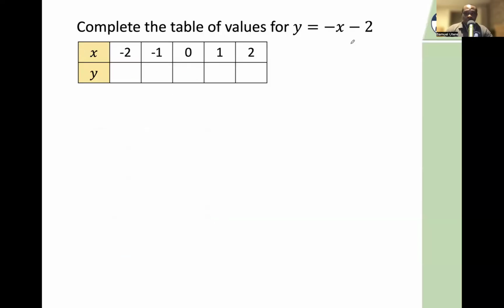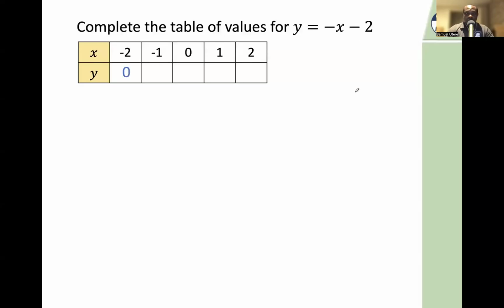Well, what about this one? If we're asked to plot this graph, what can you say even before we plot the graph? Well, before we even generate the table of values, we know that it's going to slope downwards. We know it's going to have a gradient of 1, but it's going to slope downwards. And we know it's going to cut the y-axis at negative 2.